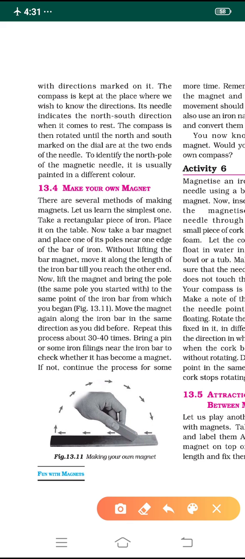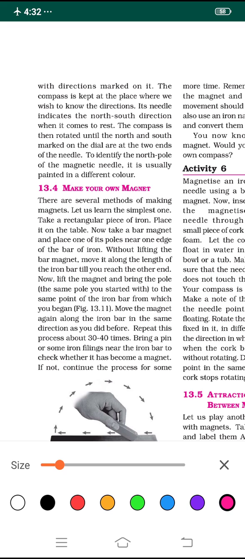Okay, so now without lifting the bar magnet, what you need to do is move it along the length of the iron bar. See, you have to move it along the length of the iron bar. It is shown here with a diagram. Okay, so you can see here.